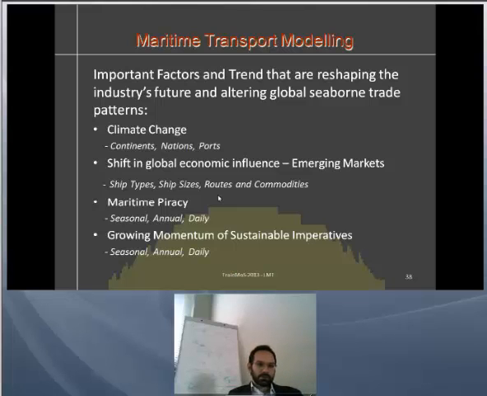Some important factors and trends that are at the moment reshaping the industry's future, and actually altering the global seaborne trade patterns, are first of all climate change. Climate change is becoming more evident, and there's also societal pressure and pressure from governments and regulators to address the environmental impact of shipping.